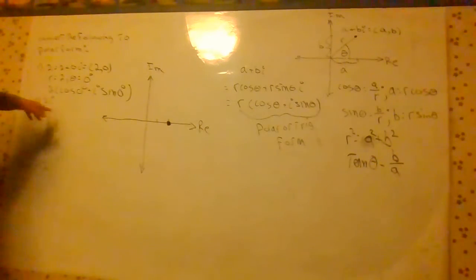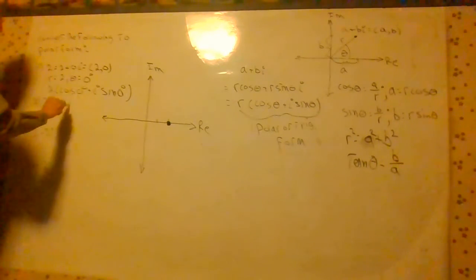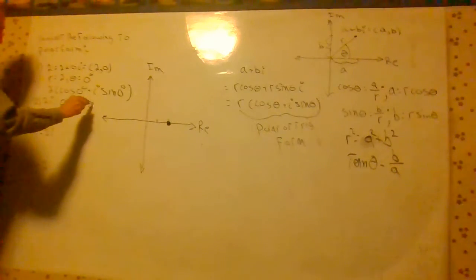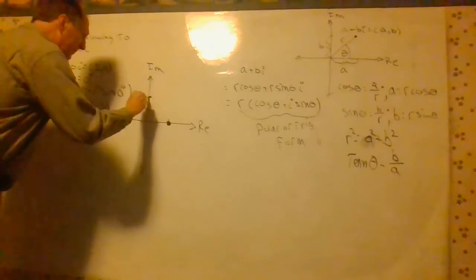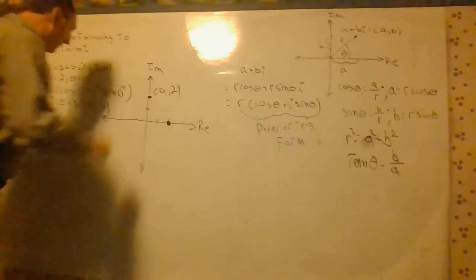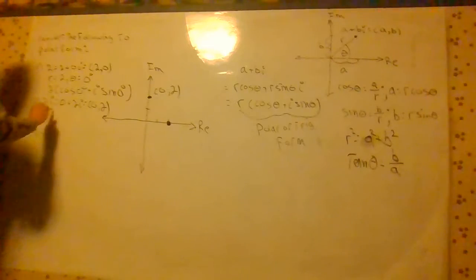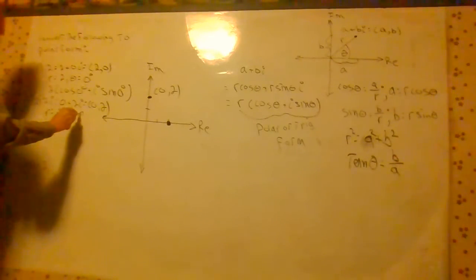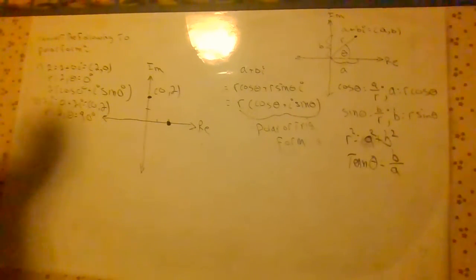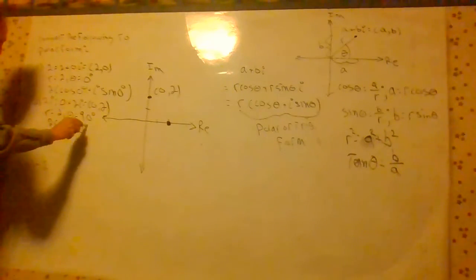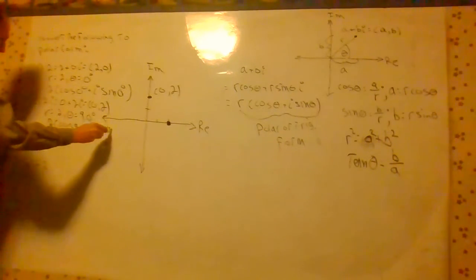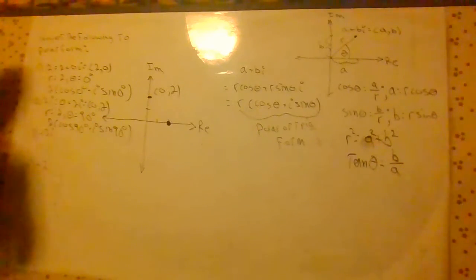Okay, and 2i is the point 0 plus 2i, which is (0, 2). That's located up here. And it's clear from that that r equals 2. Theta is 90 degrees. We're all the way up here at 90 degrees. And so we have 2 times cosine 90 plus i sine 90.